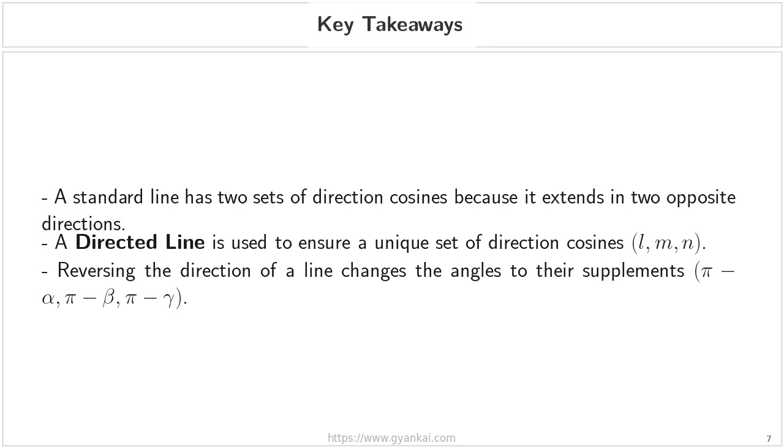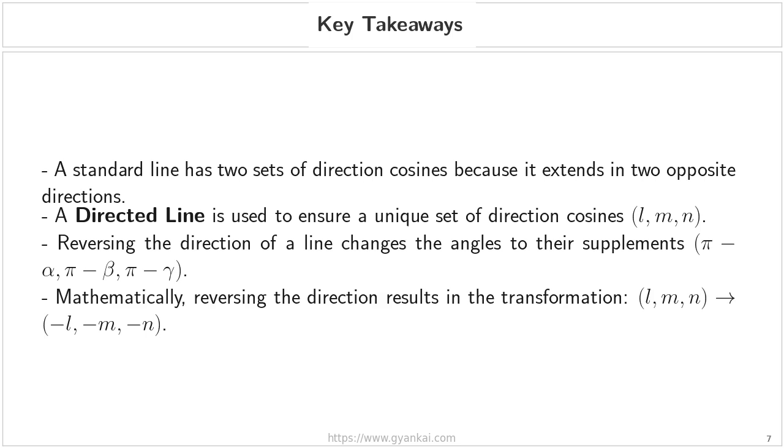Now, what happens if we flip that direction? As we saw in our step-by-step derivation earlier, reversing the direction changes our original angles, alpha, beta, and gamma, into their supplements. In radians, this means the new angles are pi minus alpha, pi minus beta, and pi minus gamma. Finally, the most important mathematical shortcut to remember is the transformation itself. When you reverse the direction, the cosines undergo a simple sign change. Mathematically, we represent this transformation as the set l, m, n becomes negative l, negative m, and negative n.